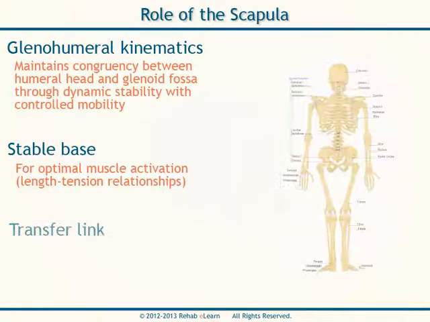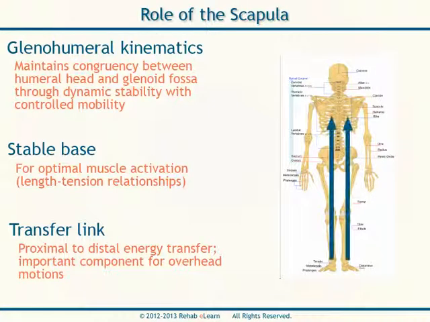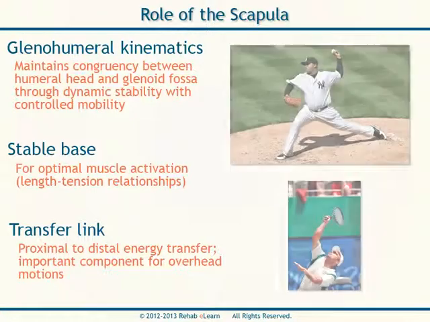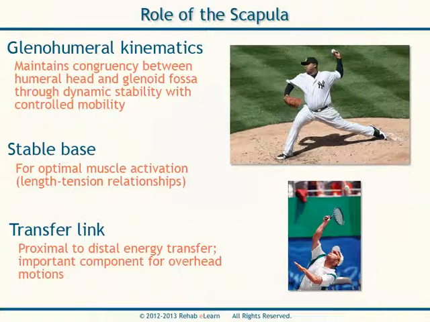Finally, the scapula is also a transfer link for the kinetic chain. It is pivotal in the proximal to distal energy transfer of large forces from the leg and trunk that are delivered to the arms and hands, making it an important component for effective overhead activity and forceful overhead athletic motions.